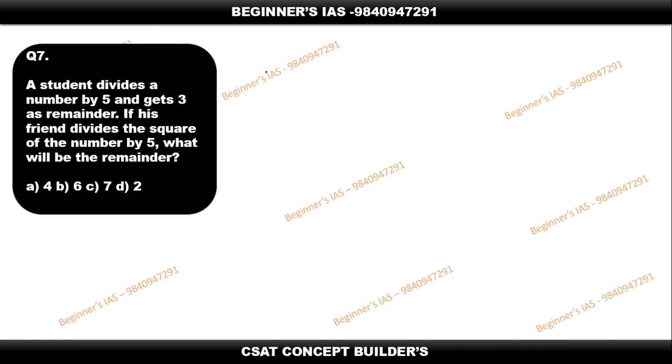A student divides a number by 5 and gets 3 as a remainder. If his friend divides the square of the number by 5, what will be the remainder? This is also a very important kind of topic. I don't know the number first. First of all, read again. A student divides a number, right? I don't know that number, so first of all take that number as x. Simple logic only. Now, listen carefully.